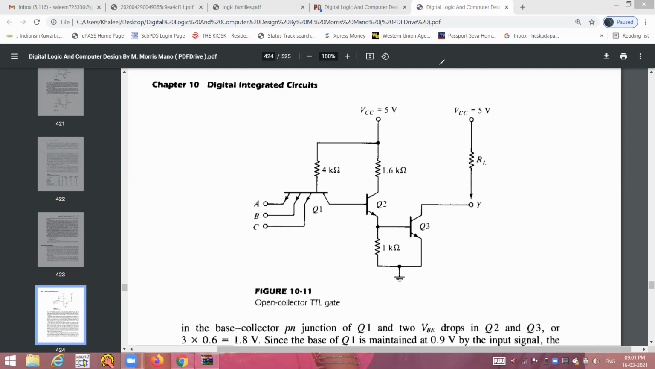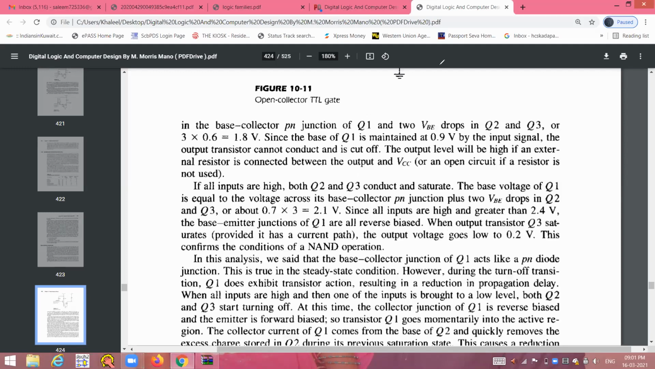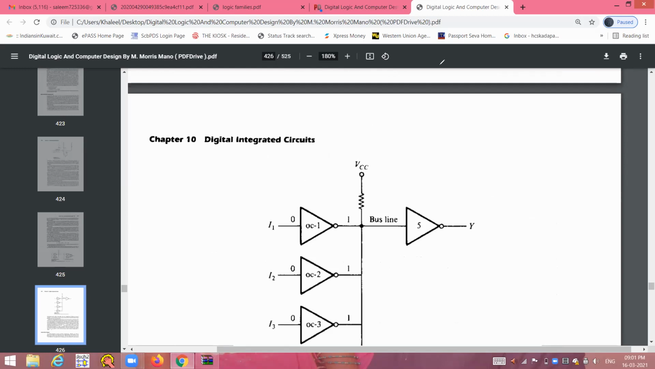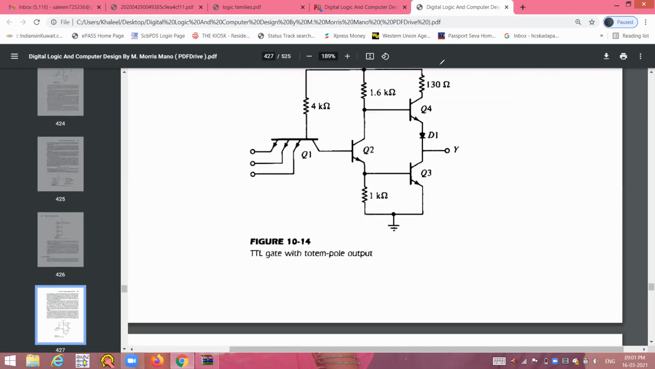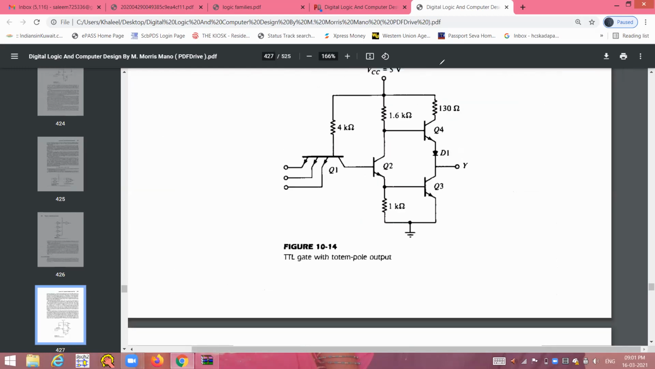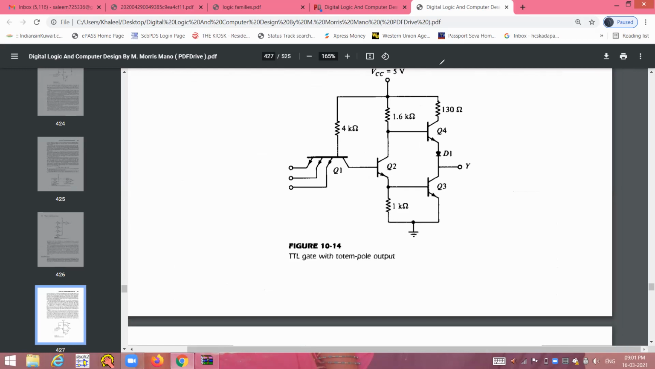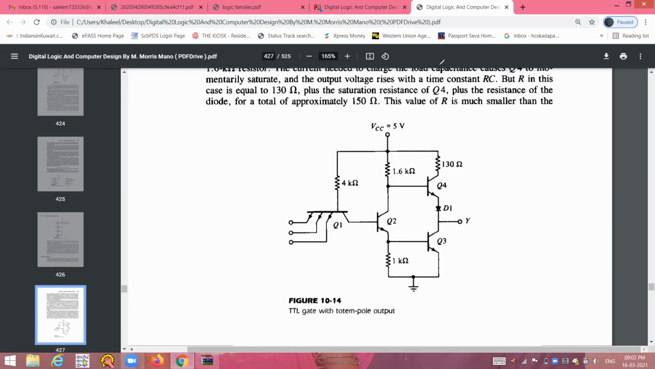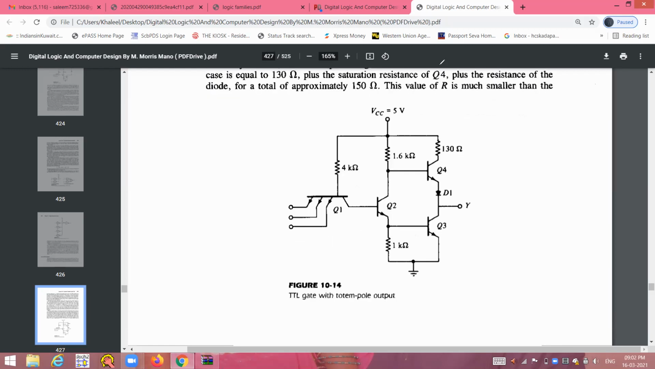Is it clear? Now you can look at one more configuration here, that is the totem pole configuration. It contains the same structure, but here the collector is not open. It is connected with one more bipolar junction transistor with the help of a resistor. This is a totem pole structure.